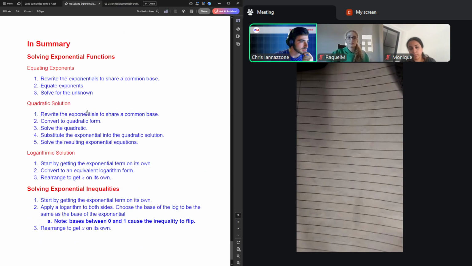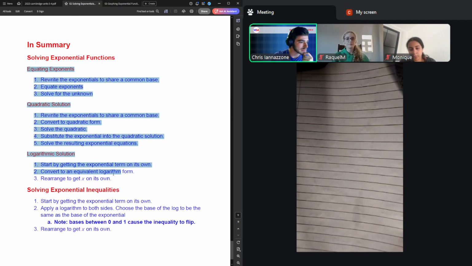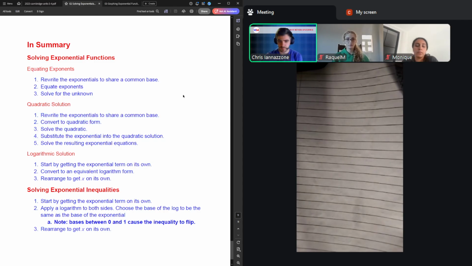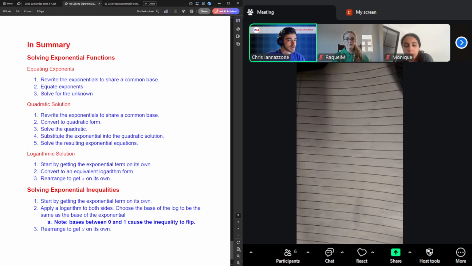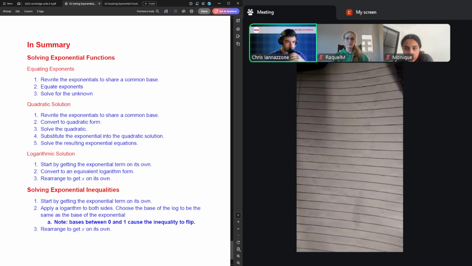Cool. Okay, so in summary, these are the main things. Oh, no, just these, I guess. The equating exponents approach and the quadratic solution approach. Next up will be a bit of graphing, but before I get into that, happy to take any questions for clarifications. If you think of one, you can also put it in the chat as well and I'll go back into it, or even just hop off mute, however you like.